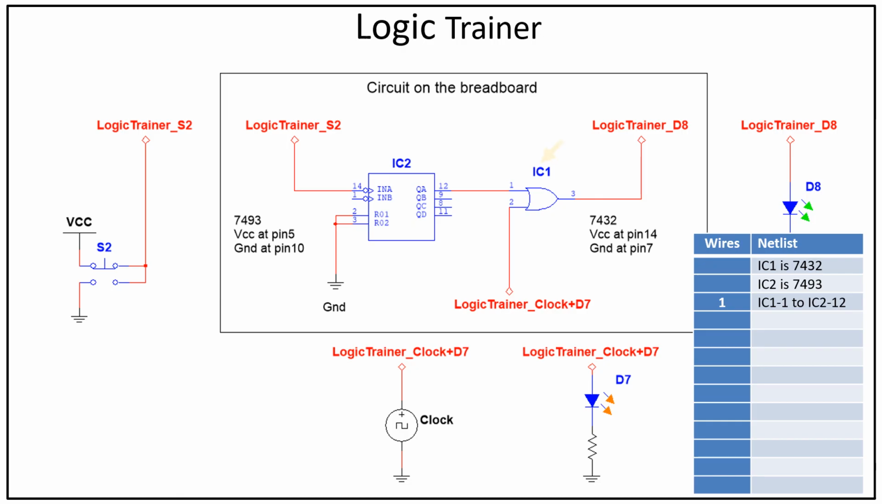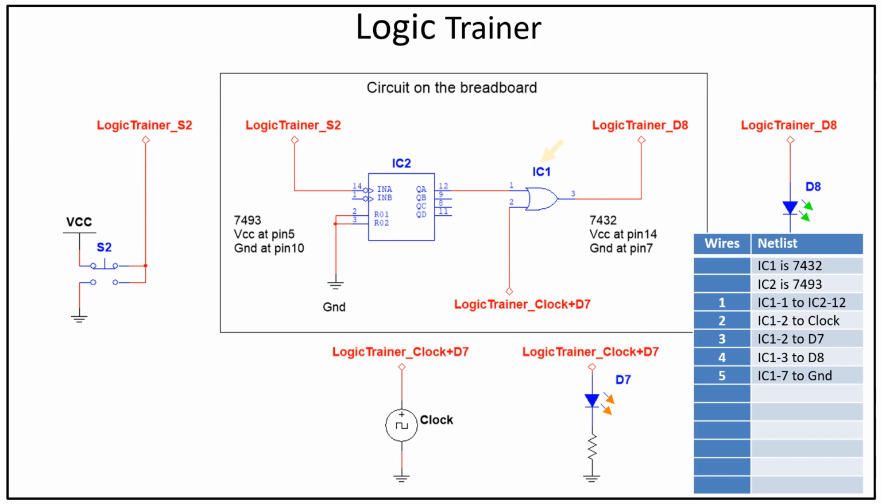At IC1, we start from pin 1, pin 2 until the last pin of IC1, which is pin 14. So the first connection on the netlist is IC1 pin 1 to IC2 pin 12. IC1 pin 2 connected to the clock end, also to the D7. Therefore the two connections are IC1 pin 2 to clock and IC1 pin 2 to D7. From the circuit, IC1 pin 3 connected to the D8.